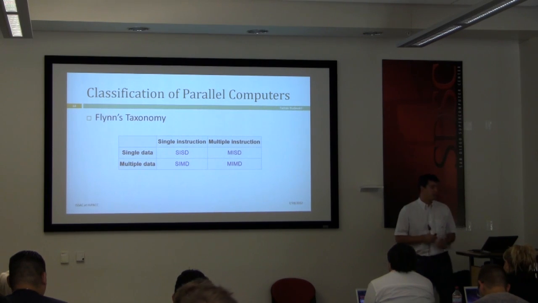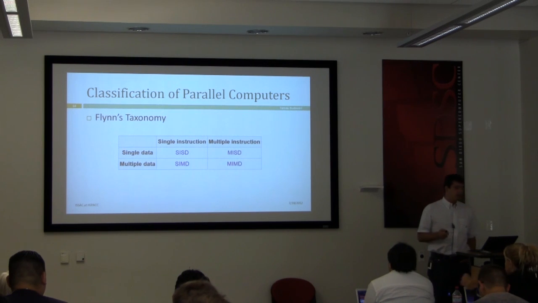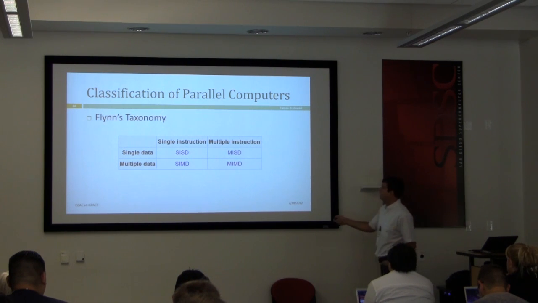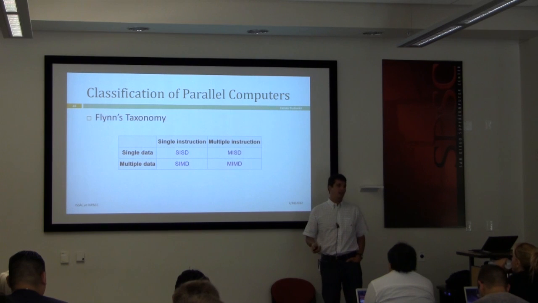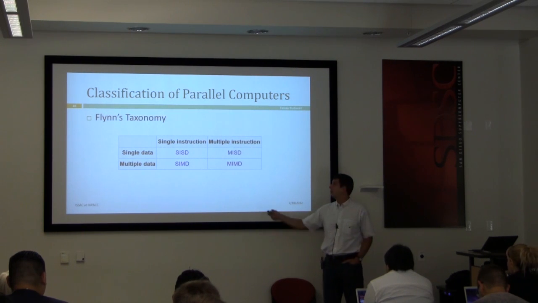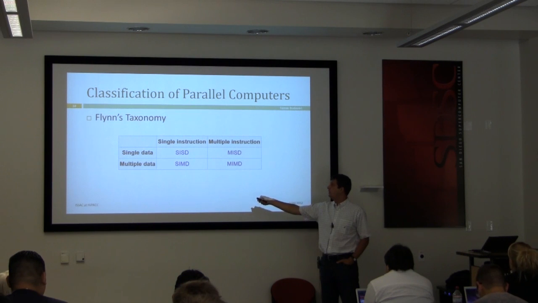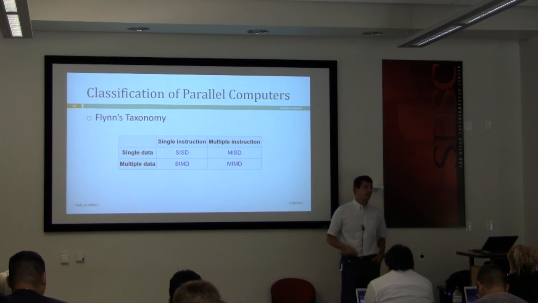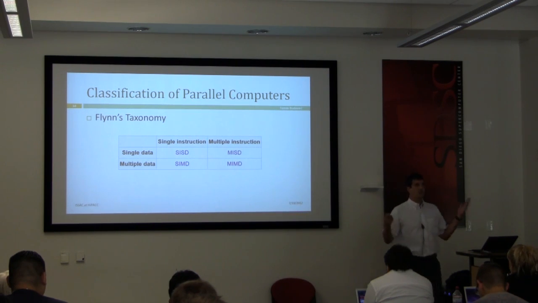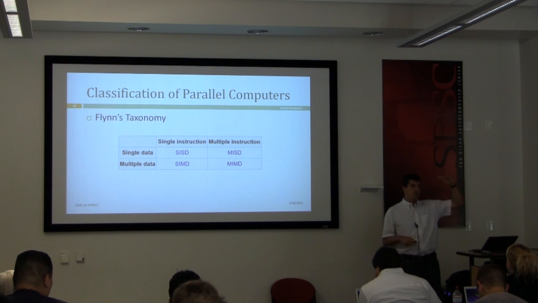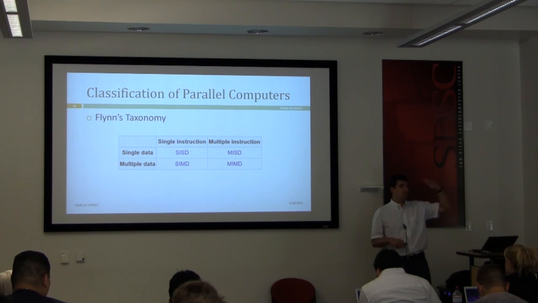Okay, so that's called Flynn's taxonomy. You do it by essentially looking at what they do and what they do it on. So instructions and data. You can have single instruction, single data computers. That's the standard, the classical von Neumann computer, right? That's what we are all used to programming, essentially. You're thinking step by step going through your program, fetching data, doing something with it, outputting the data.